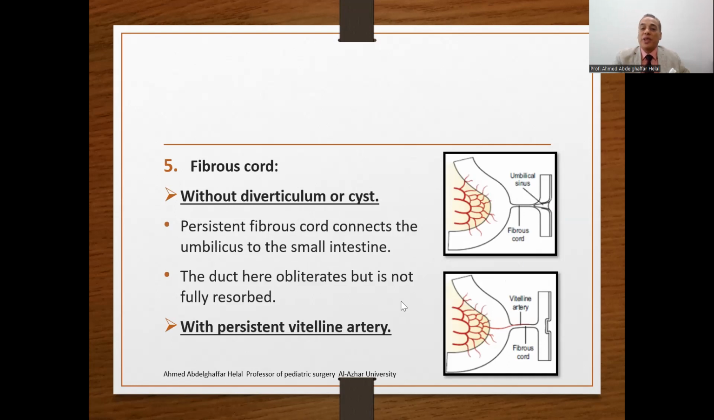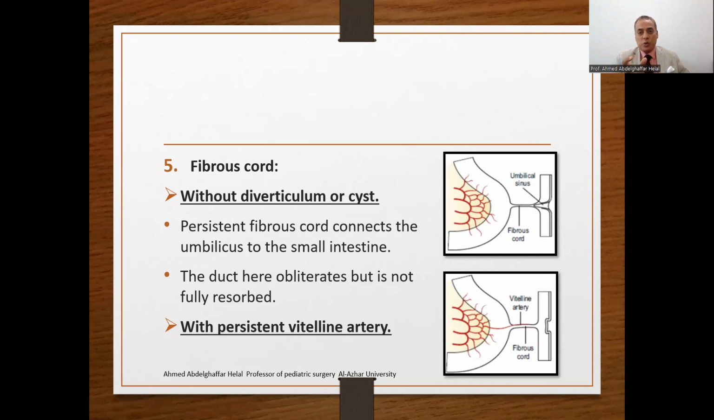A fibrous cord without diverticulum or cyst, just a fibrous cord connecting the mid-gut loop or the ileum to the umbilicus. This is a fibrous cord. A persistent cord, the duct obliterates, but it's not fully resorbed, leaving this fibrous cord, or sometimes with a persistent vitelline artery.